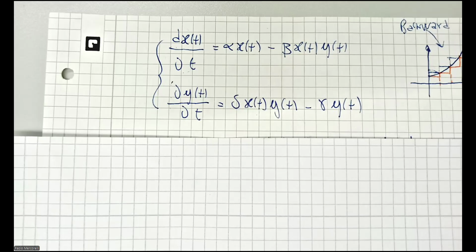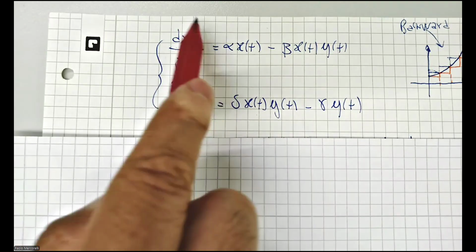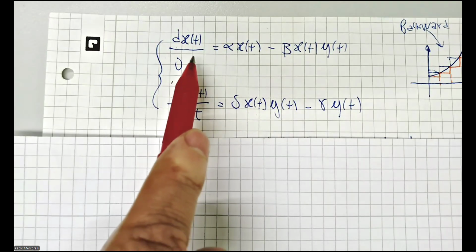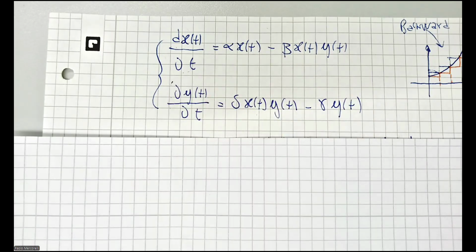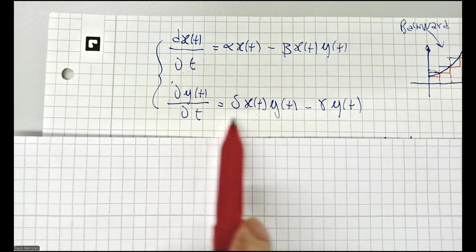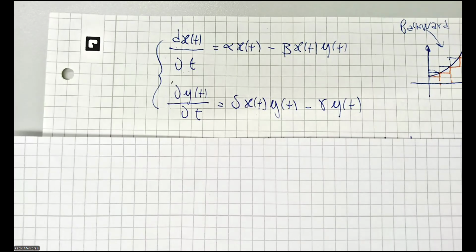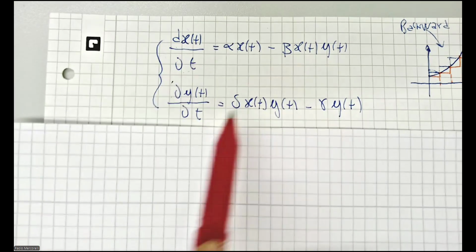First of all, x and y are the states and variables which appear in their differentiated form. We can see the derivative of x with respect to time equals this equation here, and the derivative of y with respect to time equals this equation here. The goal is to estimate alpha, beta, gamma, delta.